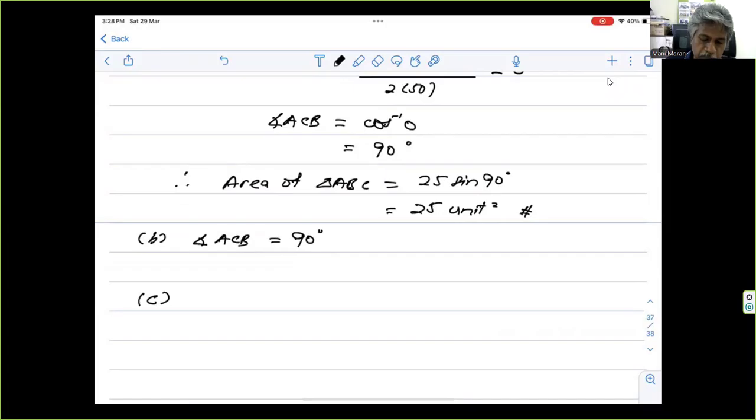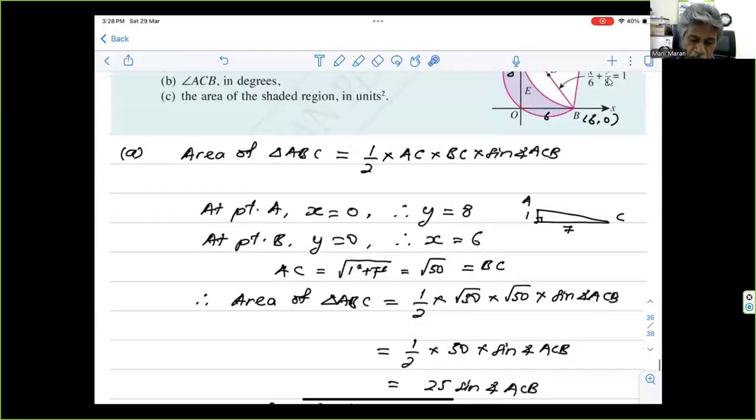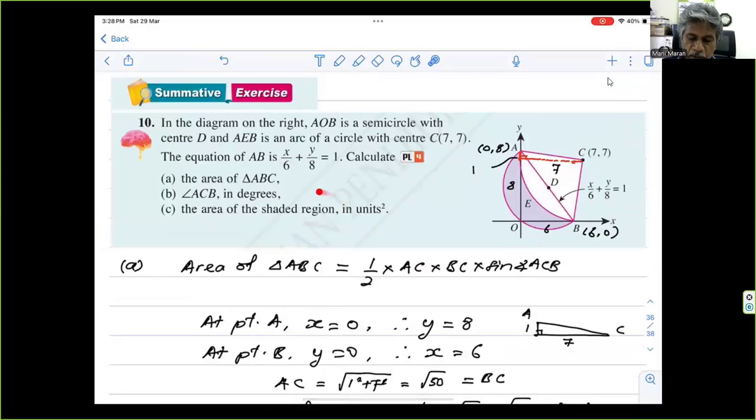In part C, you are asked to find what is the area of the shaded region. Okay, what is the area of the shaded region? Let's take a look. Where is the shaded region? Now you'll notice that the shaded region is inside here. So in order to find the shaded region, if you take the area of the sector AOB, the area of the sector, and then you minus the area of the segment here, then you'll get the area of the shaded region.